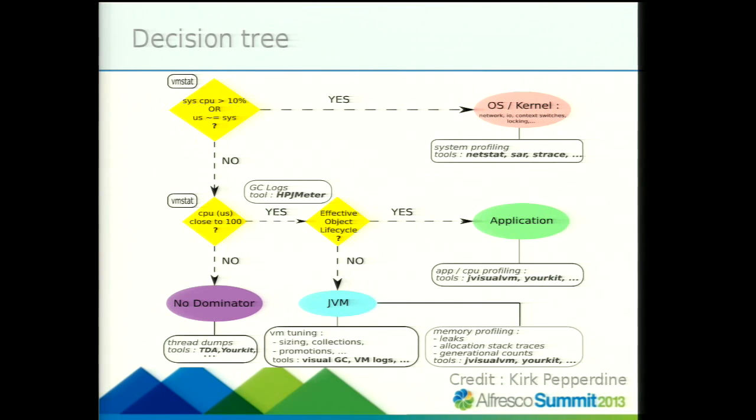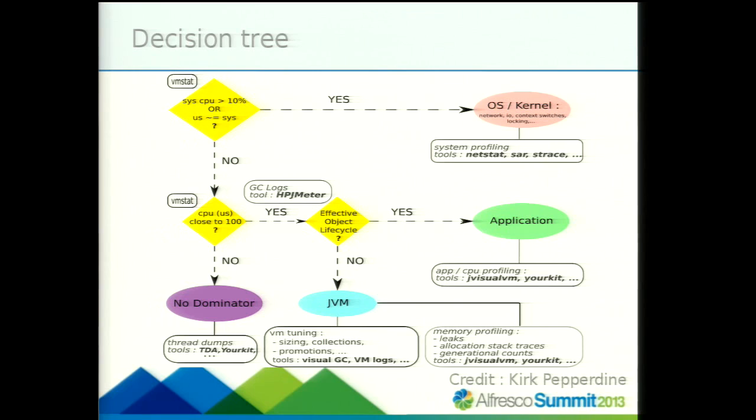The pale blue one is the JVM. Is there a memory leak? Is there a problem with allocation? Is there a problem with sizing, configuration, all that stuff? The green one is the application itself. Is there a problem with the algorithm or whatever? And the pink one is the kernel-related machine problem. And this is what we are going to start with.